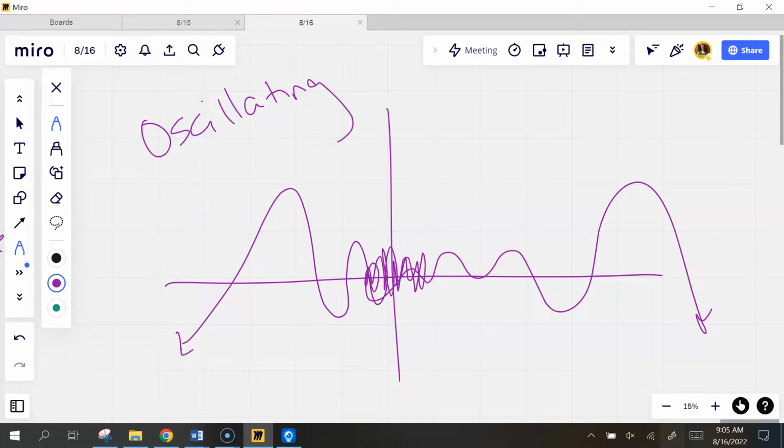Y'all remember that or no? The more we zoomed in, the more it just started doing that. Remember that one? It's called an oscillating discontinuity. We don't describe it with limits a whole lot. The limits would not exist as you try to find the limit as you zoom in. All right, so there's our types of discontinuity.